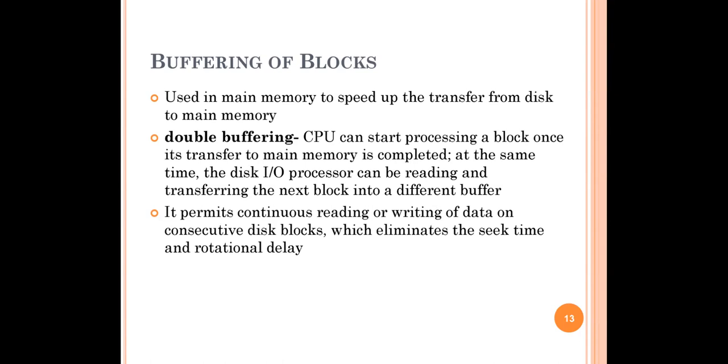So double buffer: the CPU can start processing a block once its transfer to main memory is completed. At the same time, the disk input output processor can be reading and transferring the next block into a different buffer. So if you are using double buffering or parallel processing or pipeline processing, in that case, the secondary storage will have the data that will be transferred to the buffer. The actual processing will happen in the main memory, and the data will be transferred back to the buffer. Then it will be transferred back to the corresponding secondary storage device.